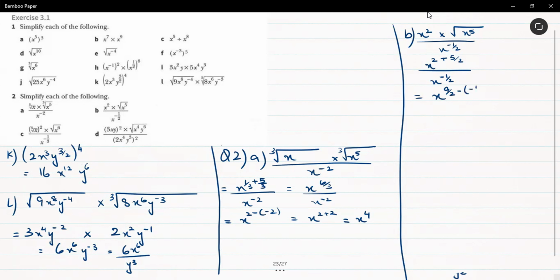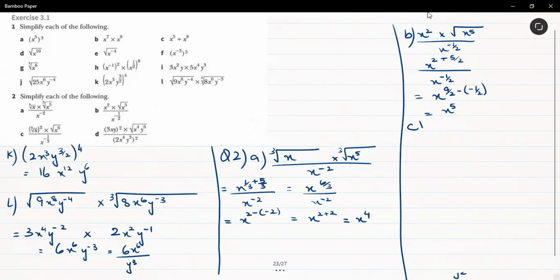minus -1 over 2. That would give me x to the power 9 over 2 plus 1 over 2, which is equal to 10 over 2. And what's 10 divided by 2? It's equal to x to the power 5. And that's it. That's our answer for part B.